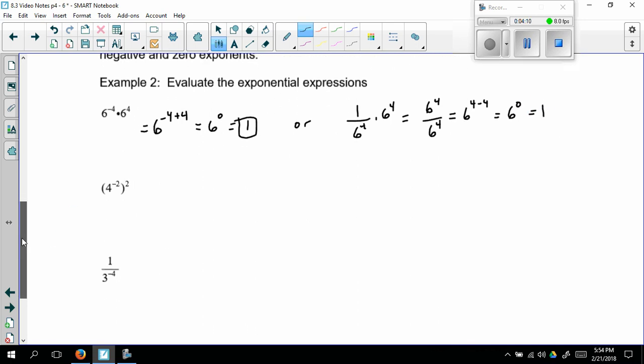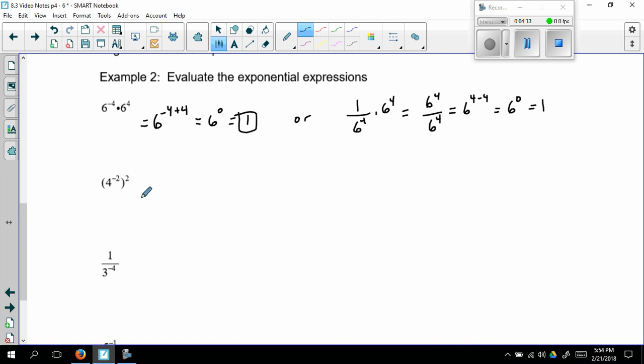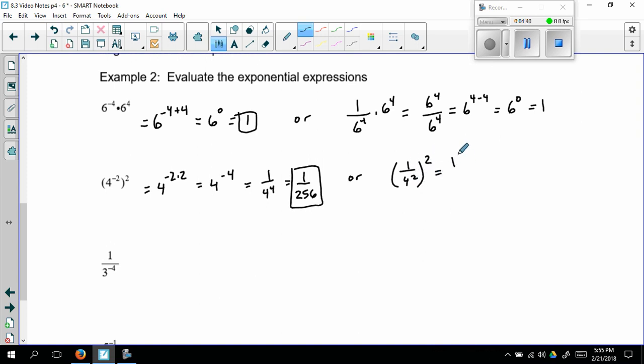The next one, I tend to deal with the parentheses first. So I would likely say that this is 4 to the negative 2 times 2, which is 4 to the negative 4th, which is 1 over 4 to the 4th, which is 1 over 256. Or you could think of it using the negatives. So this could be the same thing as 1 over 4 squared, all squared. Use my power rules, 1 squared over 4 to the 4th.